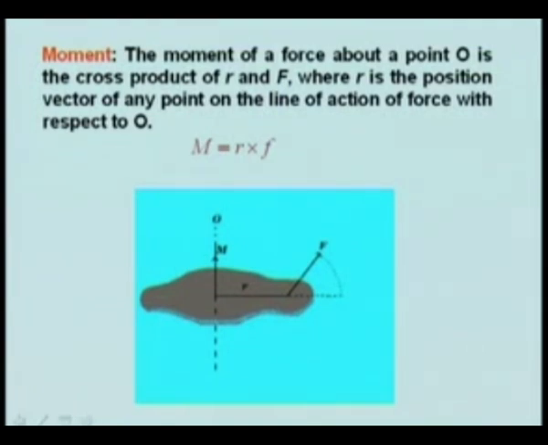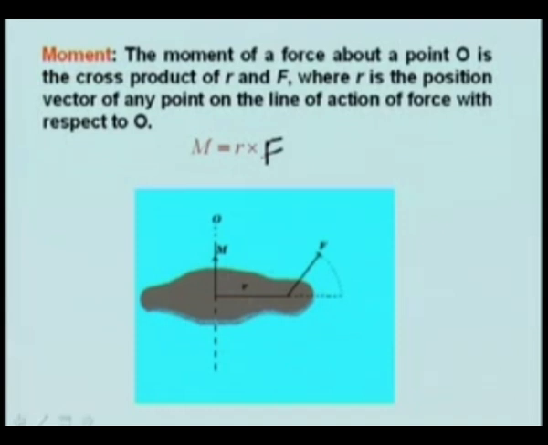Now, we define the moment. The moment of a force about a point O is the cross product of R and F, where R is the position vector of a point on the line of action of force with respect to O. So therefore, M is equal to R cross F. This is R cross F and this is like this.